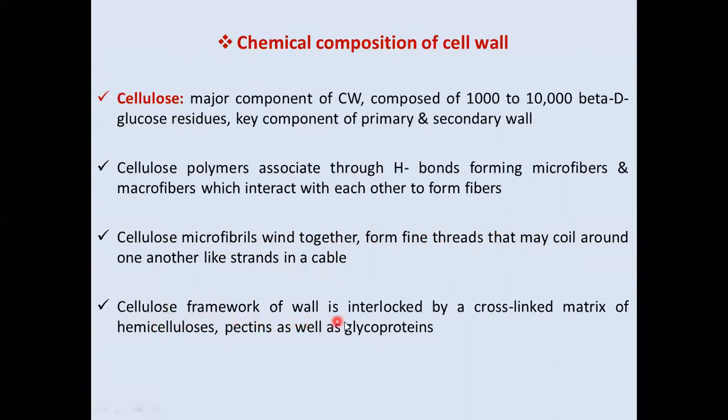The cellulose framework of the wall is interlocked by a cross-link matrix of hemicellulose, pectins as well as glycoproteins. So the framework formed from cellulose is interlocked by different types of non-cellulosic compounds such as hemicellulose, pectins and glycoproteins.